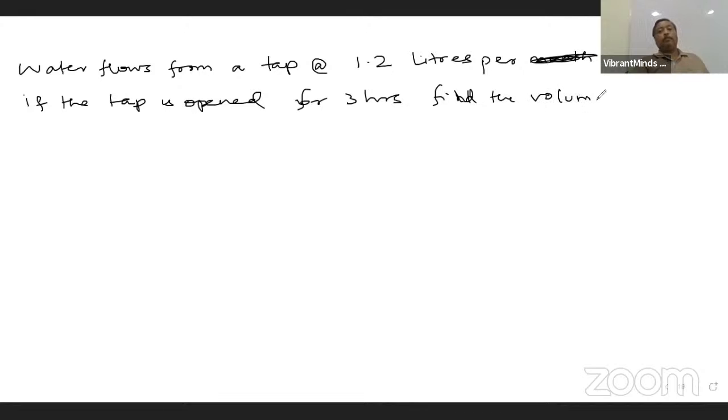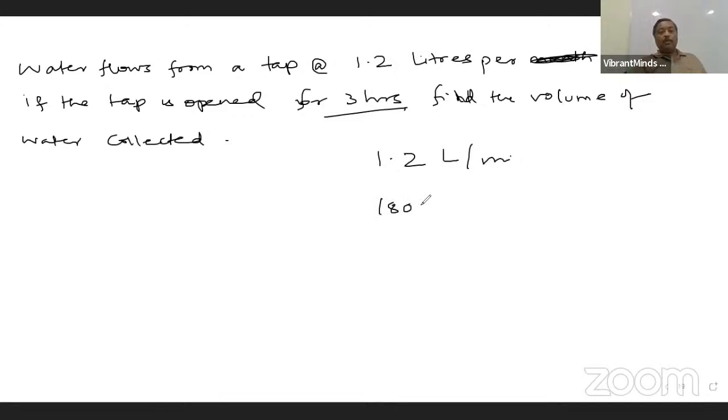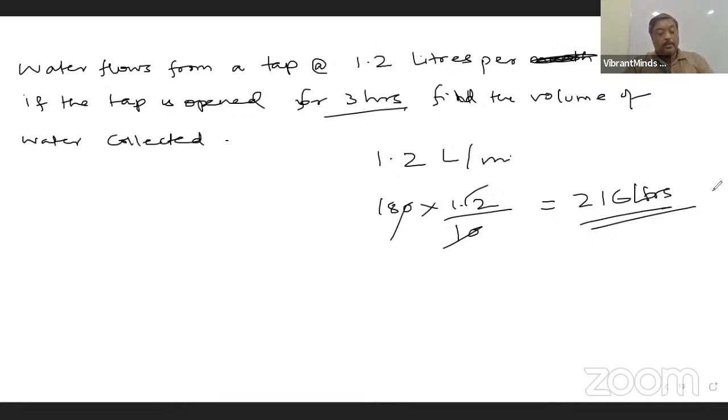So 1.2 liters per minute. So in 3 hours, how many minutes? 180. So 180 into 1.2, let's say 18 into 12, and 18 into 12 is how much? It is 216 liters. Is it clear?